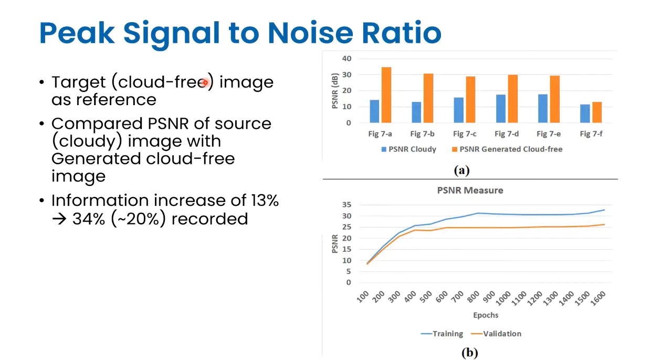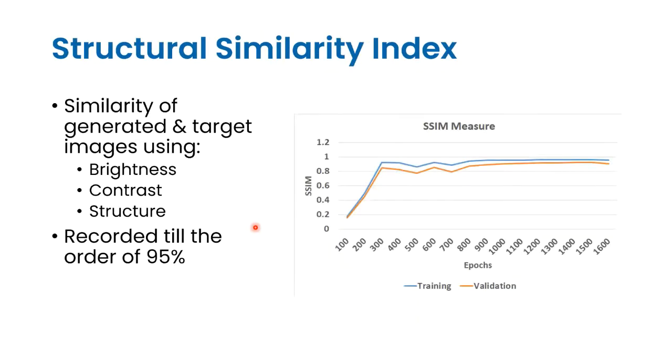We also use the peak signal to noise ratio to record the information gain. For this, we took the PSNR of the input image, cloudy, with the actual cloud-free image, and then we took the PSNR of the generated cloud-free image and the actual cloud-free image. This indicated that almost 20% information increased. From PSNR 13%, it went to PSNR 34%, and the model was able to increase 20% of the information in the image. Then we also used a metric called structural similarity index to gauge the brightness, contrast, and structure of the images, and it was maintained up to 95%.